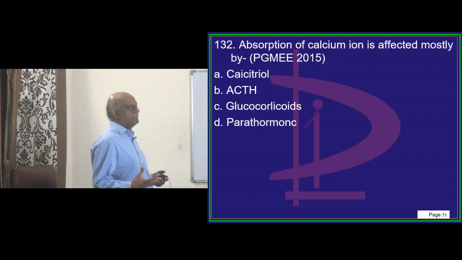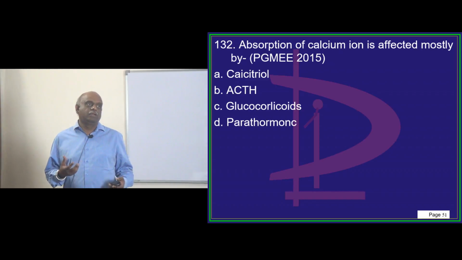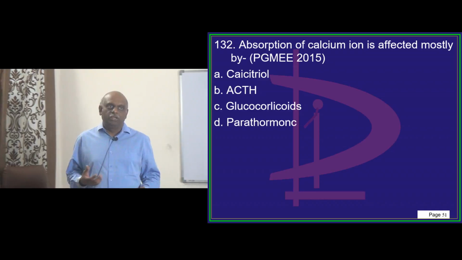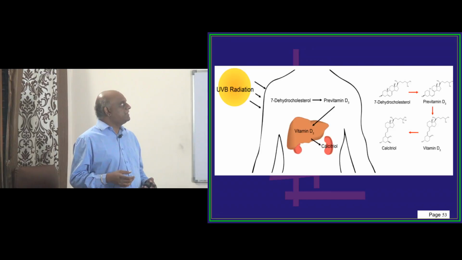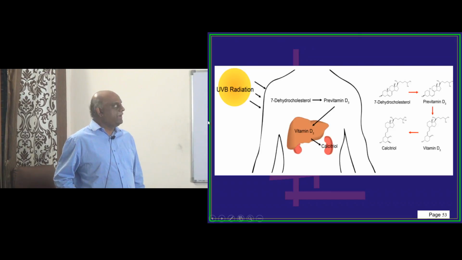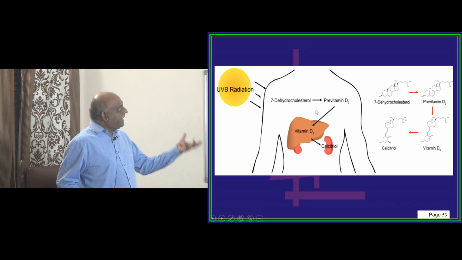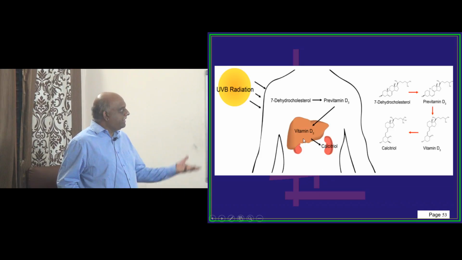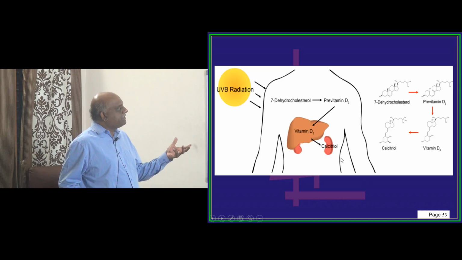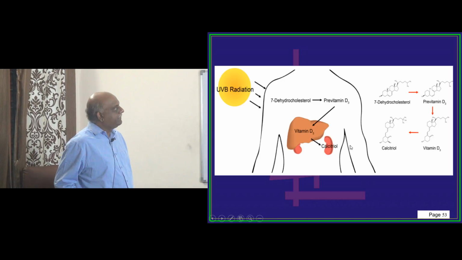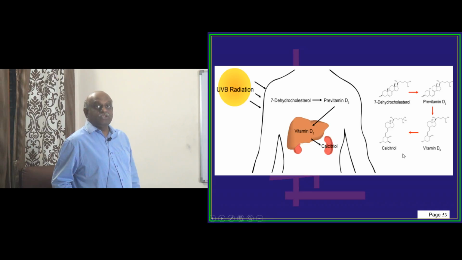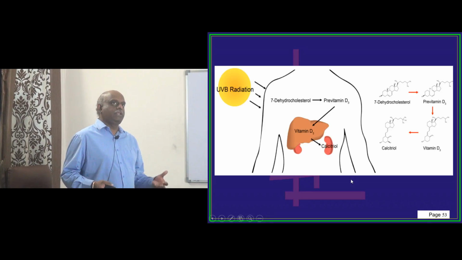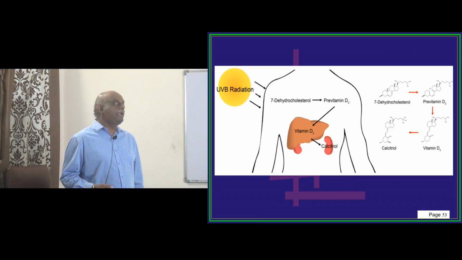Absorption of calcium is dependent on vitamin D. What is the most active form of vitamin D is my question to all of you. It is calcitriol. When ultraviolet B radiation falls, 7-dehydrocholesterol becomes vitamin D3. Vitamin D3 typically leads to formation of calcitriol in the kidney. So 7-dehydrocholesterol to vitamin D3 to calcitriol, which is the most effective way by which vitamin D can act to lead to calcium absorption.